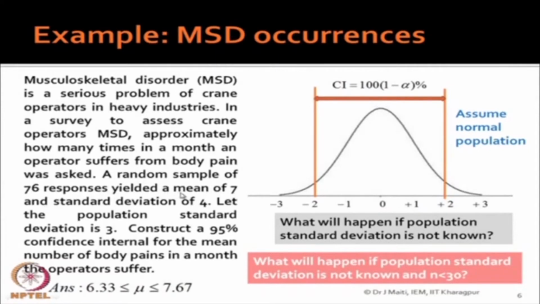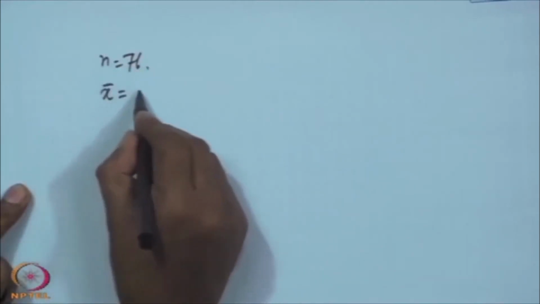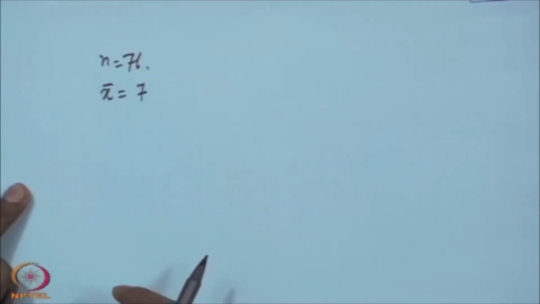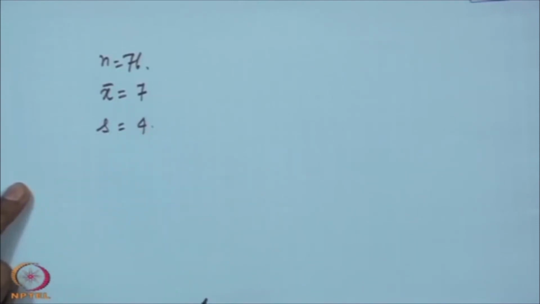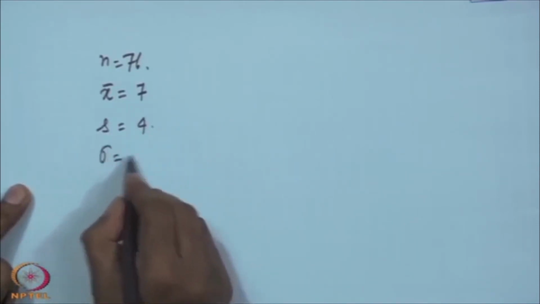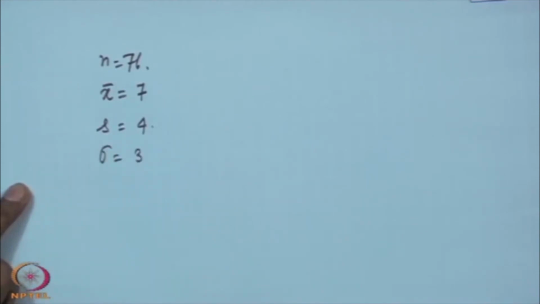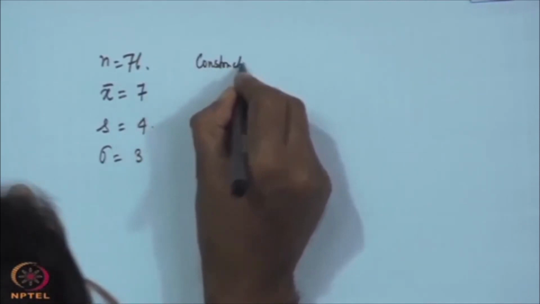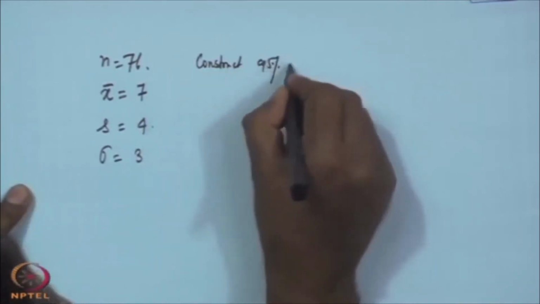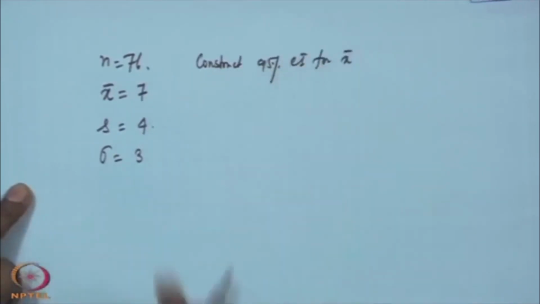So, what is our problem here? We have collected n equal to 76, and computed x bar, which is 7, and standard deviation s equal to 4. Let the population standard deviation be given as 3, that is sigma equal to 3. Construct a 95% confidence interval for x bar. Your work is to construct the 95% CI for x bar.